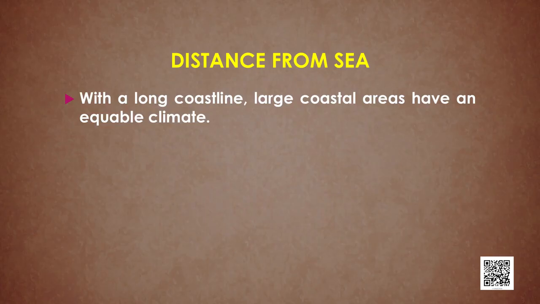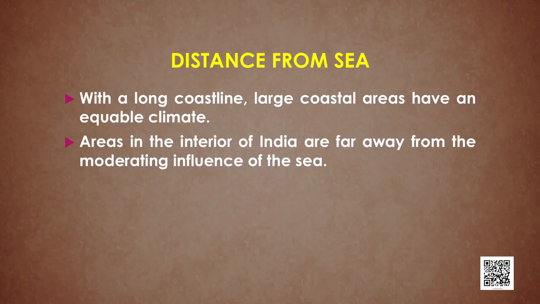With a long coastline, the large coastal areas of India experience equable climate. Equable means neither too hot nor too cold, and the diurnal range of temperature, the daily range of temperature, is also minimum. Areas in the interior part of the country which are away from the sea do not have equable climate. They experience extreme climate, very hot in summers, very cold in winters, and the daily range is also different, and they also experience different seasons.